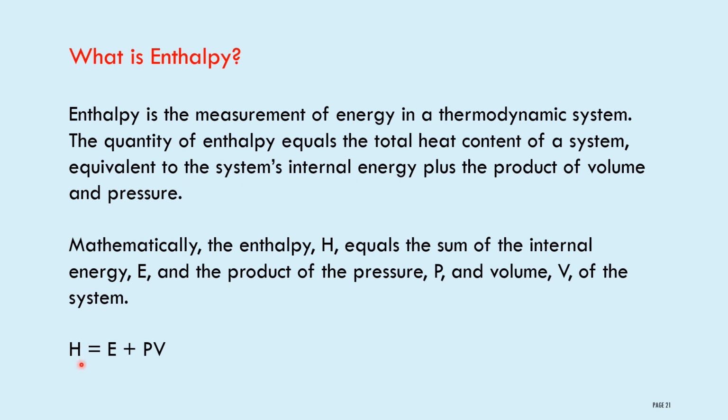This enthalpy is indicated by capital H. It is equal to the system's internal energy plus the product of volume and pressure. Mathematically, the enthalpy H is equal to the sum of the internal energy E and the product of the pressure P and volume V of the system. In simple words, enthalpy is a measure of energy in a thermodynamic system or the total heat content of a system. Enthalpy is measured by the equation H equals the internal energy of the system plus the product of pressure and volume of the system.